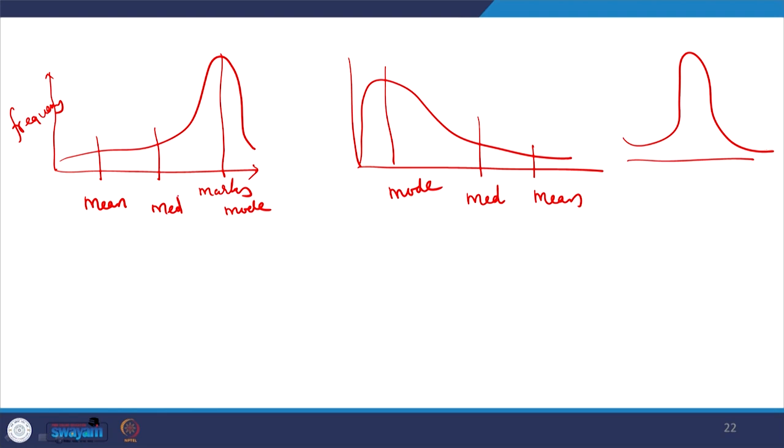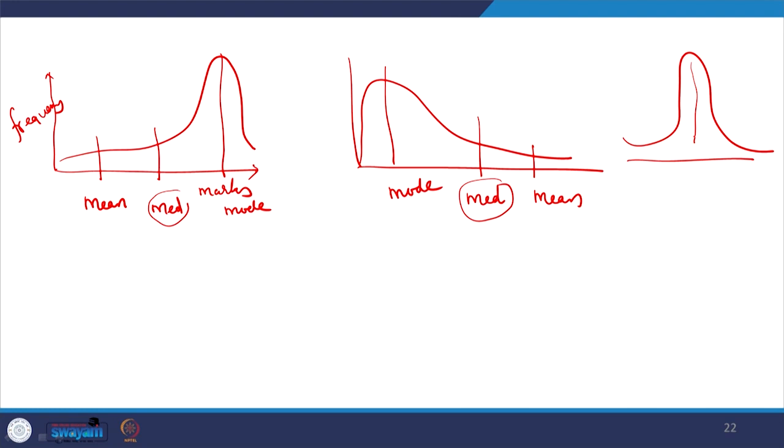Look at the location of the median. The median is always in the middle. Whether the data is left skewed or right skewed, the median is always the middle. So whenever the data is skewed, you should go for median as a central tendency. If your data is following a bell shaped curve, then you can use mean, median, mode, there is no problem at all.